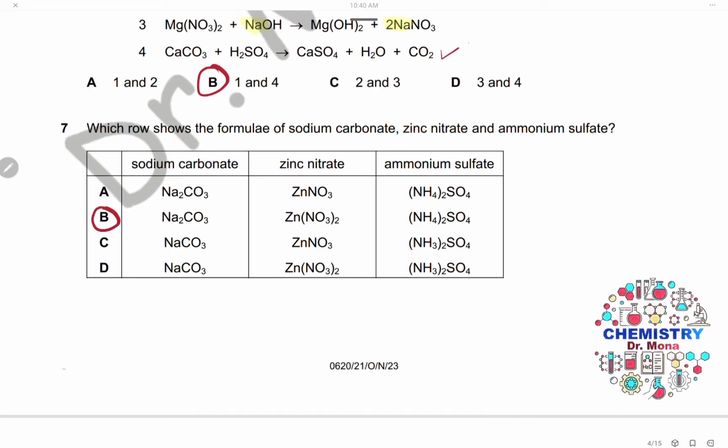Which row shows the formula of sodium carbonate, zinc nitrate, and ammonium sulfate? Of course, we know the formulas: sodium carbonate, zinc nitrate, and ammonium sulfate. The answer is B.